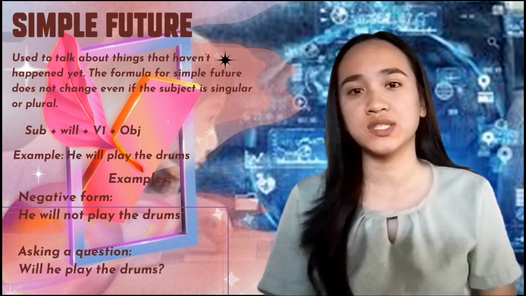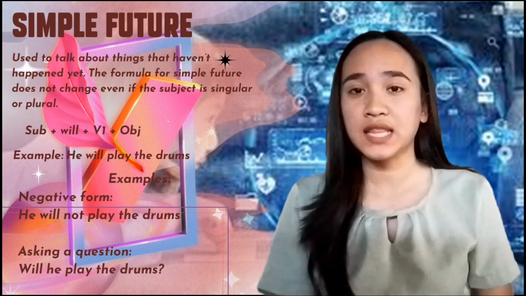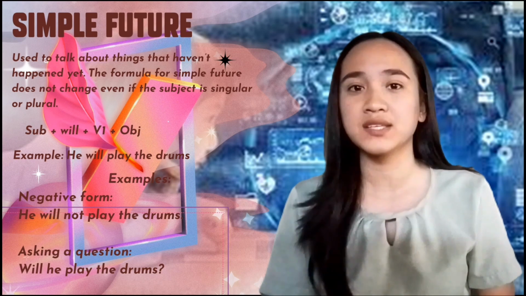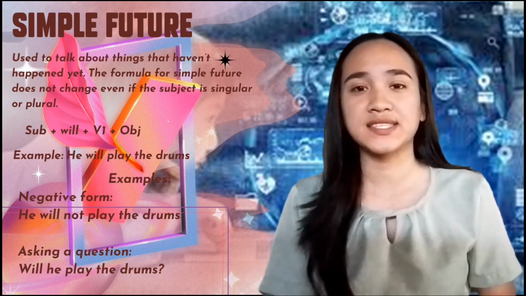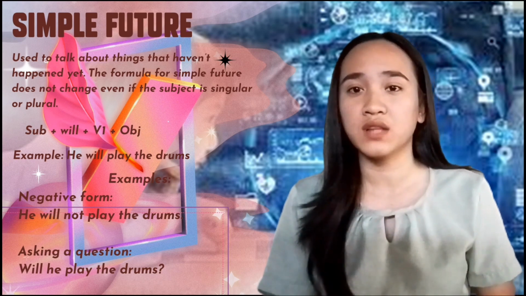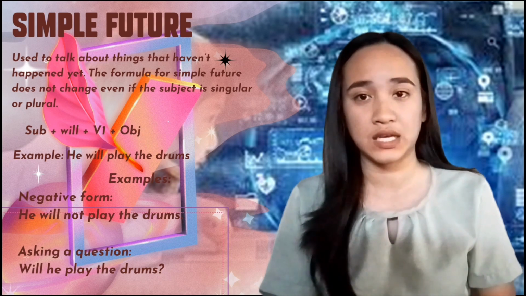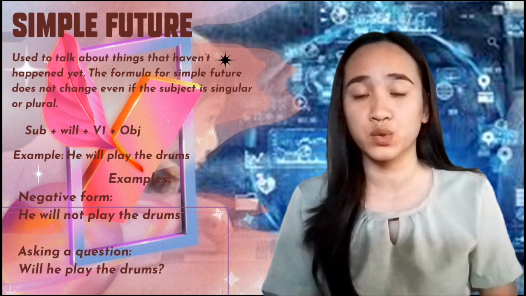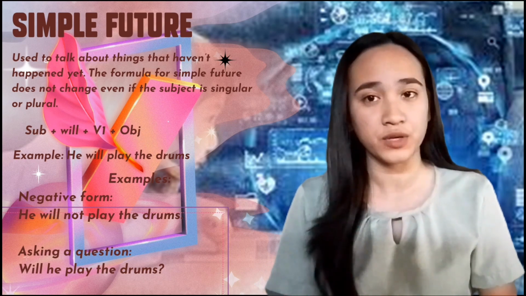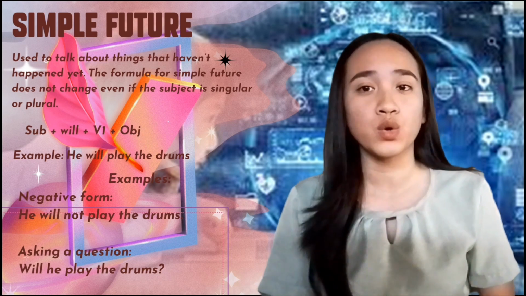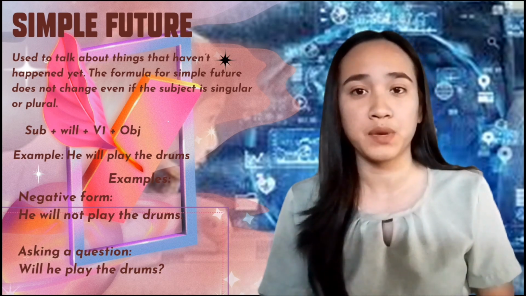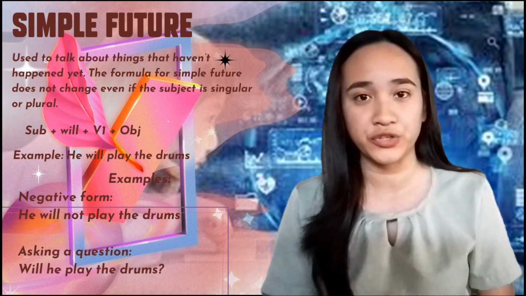Now, how do you use the simple future tense in negative form? The formula is will plus not plus the root or base form. Example, Sophia will not wash her dishes in the sink. Here we used will plus not plus wash as the root word or root form of the verb. Next, he will not go to court without his friends. We use will plus not plus go as a root form of the verb.